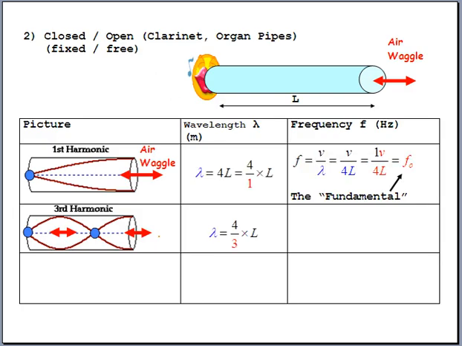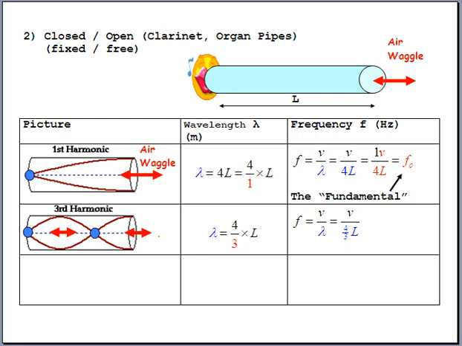So the actual wavelength would be 4/3 of the length of the pipe. It's longer than the length of the pipe. Now, I'm just going to put 4/3 in right here for the wavelength, and I get this awkward looking fraction: V all on top of 4/3 L.